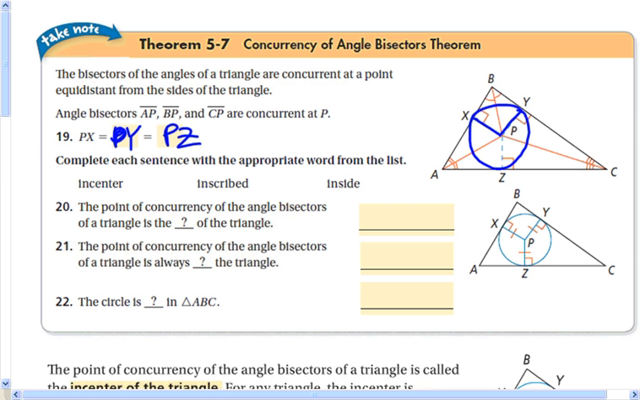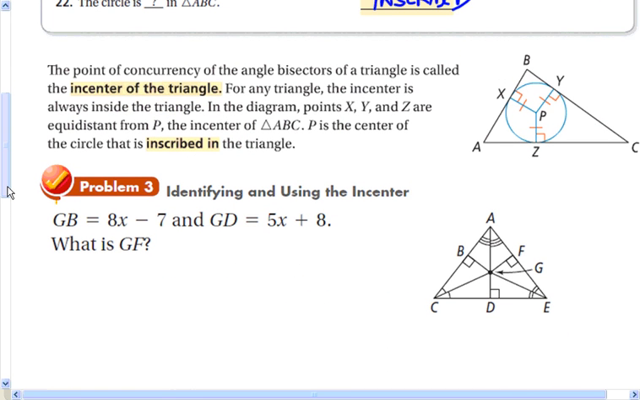The point of concurrency of the angle bisectors of the triangle is the incenter. And that kind of makes sense because it makes the center of a circle inside. The point of concurrency of the angle bisectors of the triangle is always inside. And the circle is inscribed. Triangle ABC. So, when this happens, when we have the incenter, we get a point that is equidistant from the sides, not from the vertices like the last one.